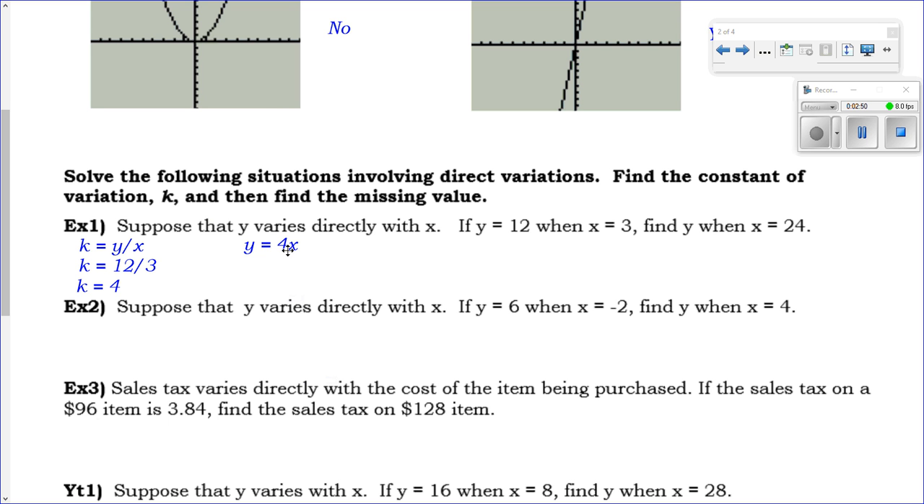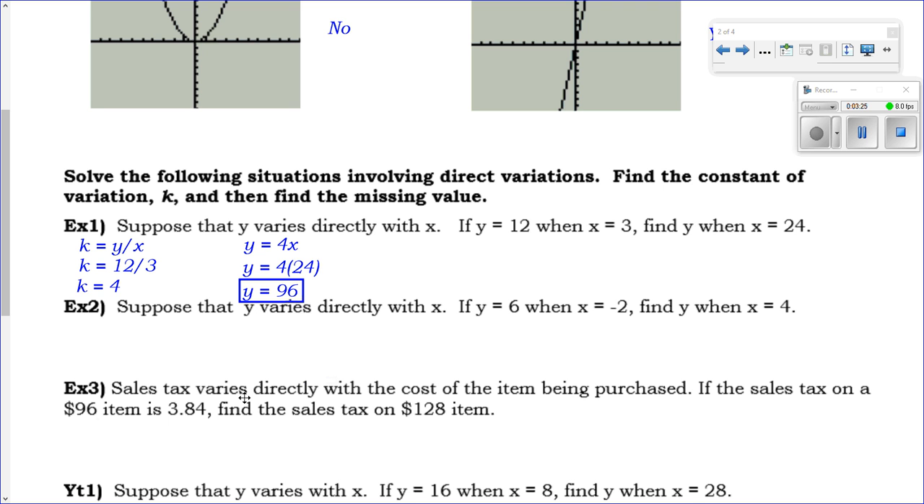And what we're going to do now that we have the equation is plug in, we need to find y when x is 24. So I'm going to rewrite this equation, but instead of x, I'm going to write 24. And now all I got to do is solve for y. 4 times 24, what will that give me? That gives me 96. So when x is 24, y is 96. Okay, so the first step is to use the secondary equation to find your constant. Then you use the original equation to figure out the missing value.